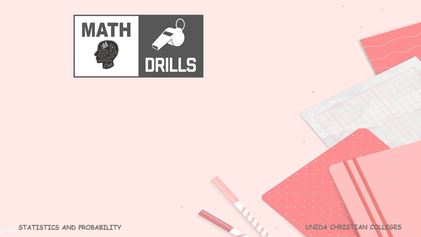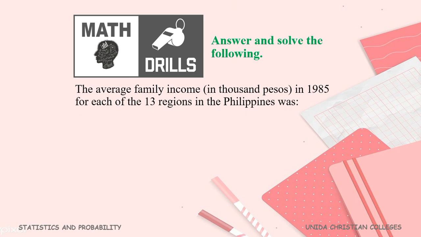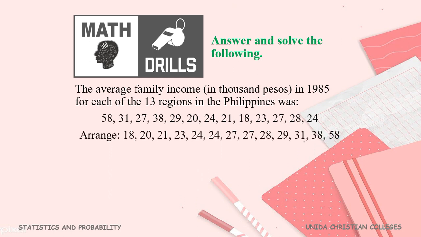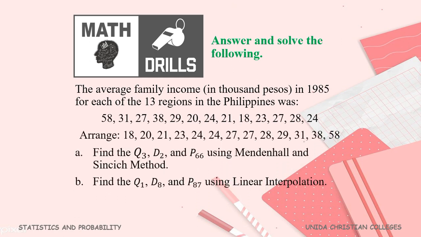Ayan. So, we have here the materials. And for our materials po, we will answer and solve the following. But in this materials po, we will answer it in our synchronous classes. But you can try it also. We have the average income in 1,000 pesos in 1985 for each of the 13 regions in the Philippines was 58, 31, 27, 38, 29, 20, 24, 21, 18, 23, 27, 28, and 24.